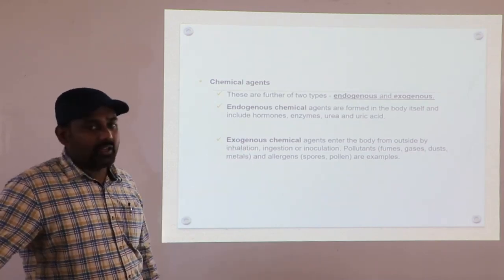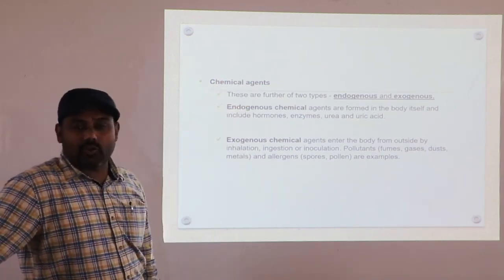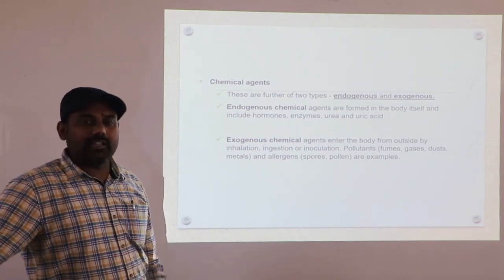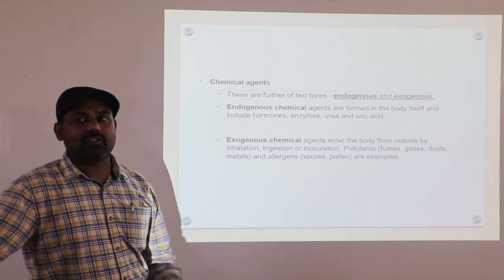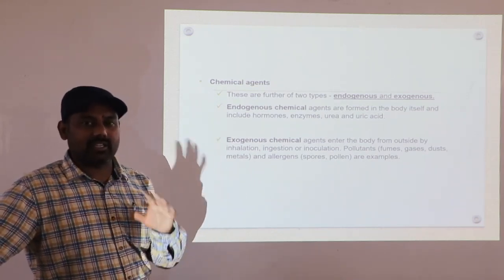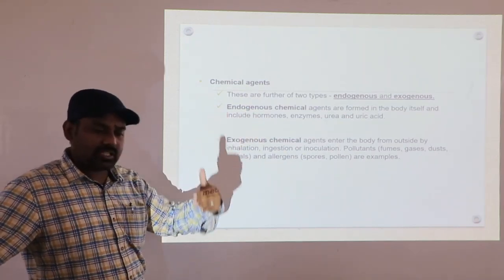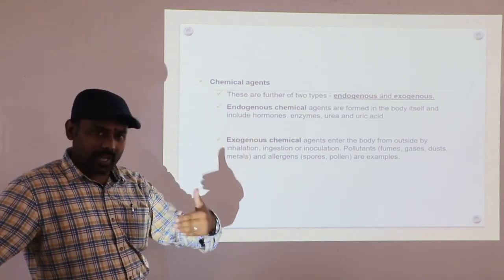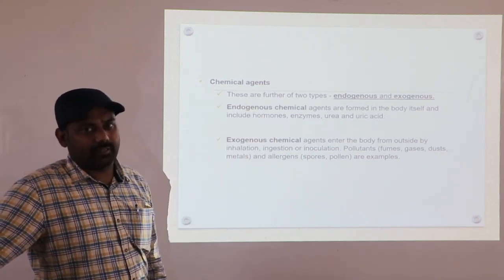Do remember. Clear? Once again, chemical agents. What are the chemical agents which are going to cause disease to the human body? Again, there are two types of chemicals: endogenous chemicals and exogenous chemicals. A very simple difference between endogenous and exogenous is that endogenous refers to those chemicals which are produced within the body, and exogenous are those which are taken in from outside.